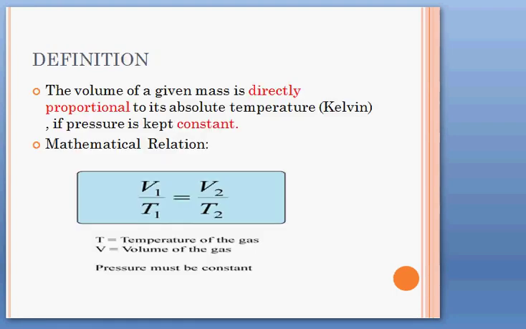Now let's do it in a very proper manner. Let's give the definition. The volume of a given mass of gas is directly proportional to the absolute temperature if the pressure is kept constant. What is the mathematical relation? We have just seen that V1 upon T1 is equal to V2 upon T2, where T is the temperature and V is the volume of the gas, and pressure must be constant.